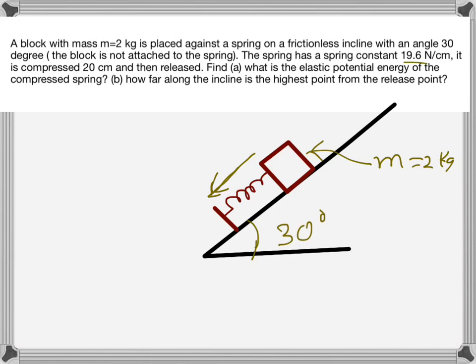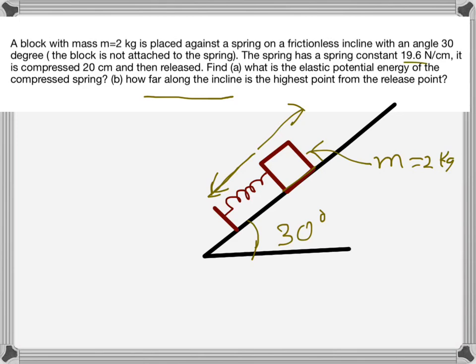So what we need to find is, first, the elastic potential energy of the compressed spring. When the spring is compressed, how much is its potential energy? And second, how far along the incline is the highest point from the release point? So how far basically does the block go? Once the mass is released, it will go upwards because of the kinetic energy that it gets from the spring's potential energy.